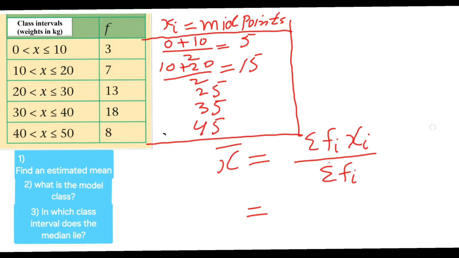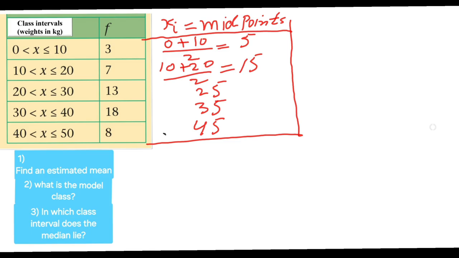Summation fi xi over summation fi. So I use my calculator for this data set. X bar is equal to 29,29. This is my final answer. Now I'm going to show you how to solve without a calculator.